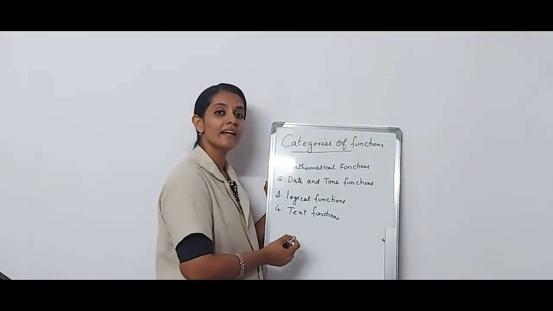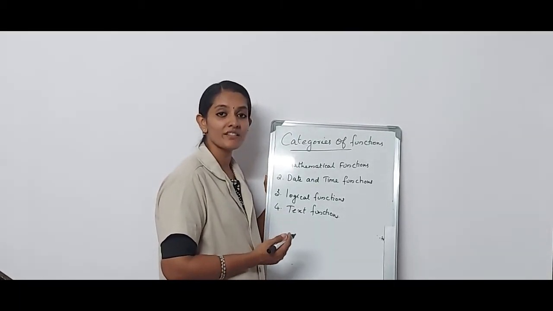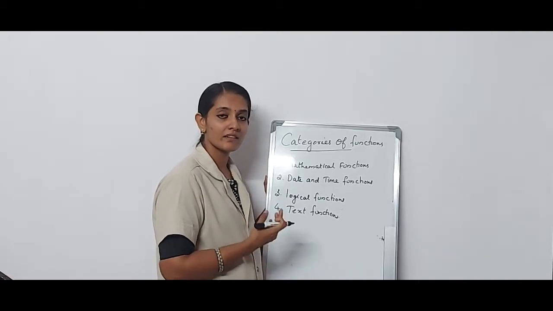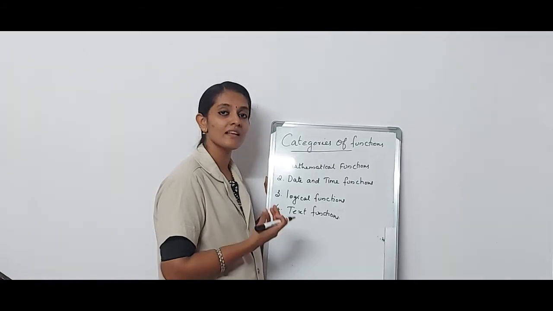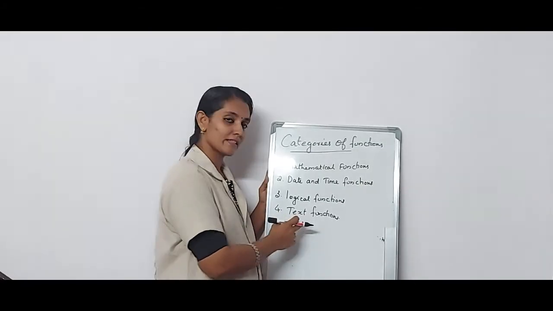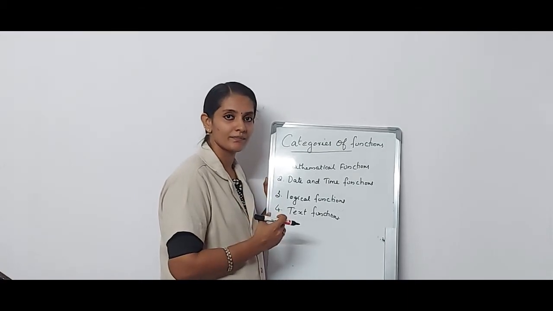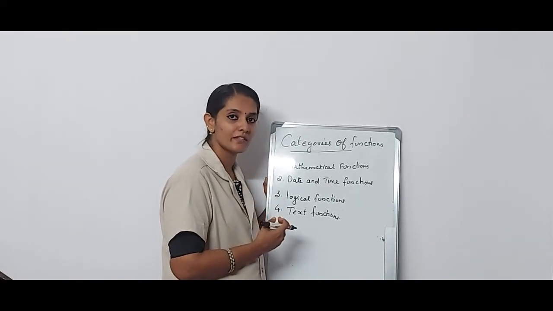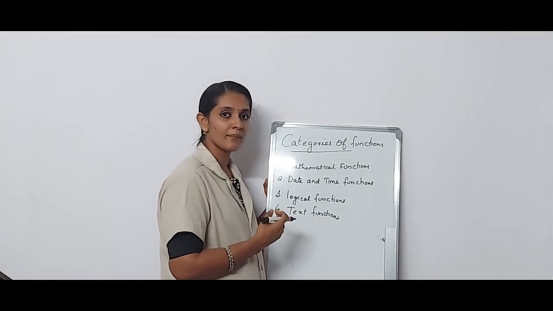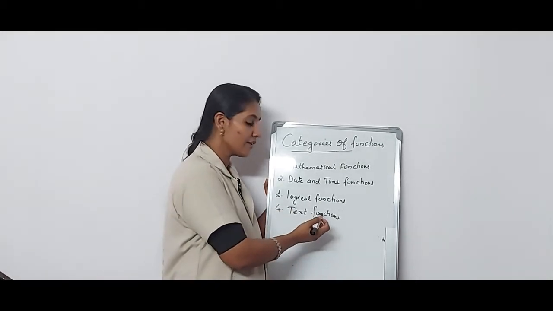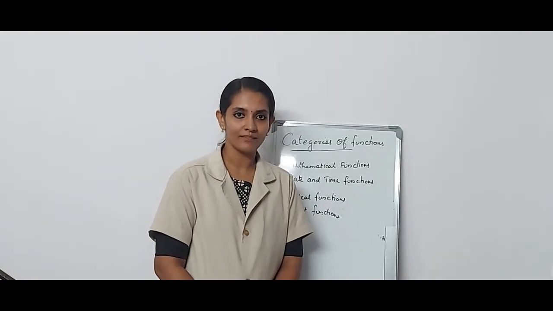Then fourth one is text function. Text functions perform operations on strings. Strings means a collection of characters, that is known as a string. So text functions perform operations on strings such as finding the length of a string, joining two or more strings. So these are some examples of text functions. Children, we will study these functions in detail.